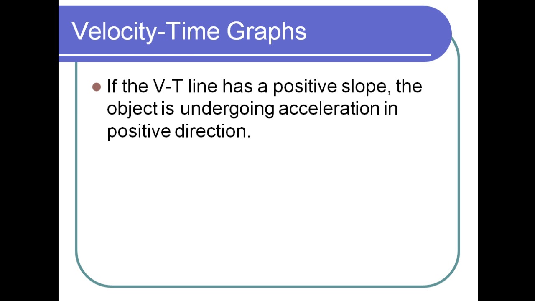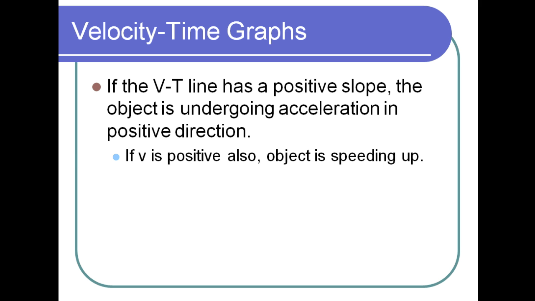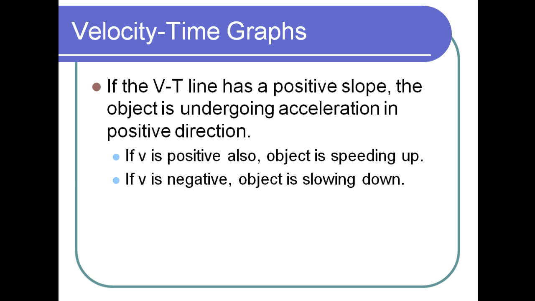So if the velocity versus time graph has a positive slope, the object is undergoing acceleration in the positive direction. So if v is positive also, the object is speeding up. If v is negative, the object is slowing down. So you can have negative acceleration.